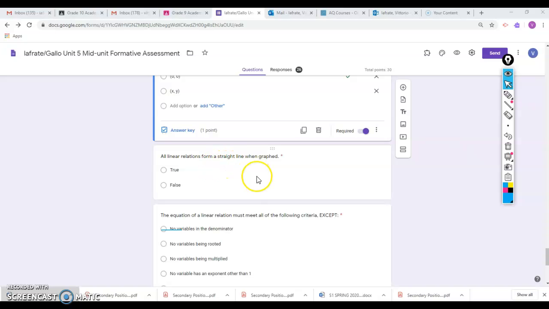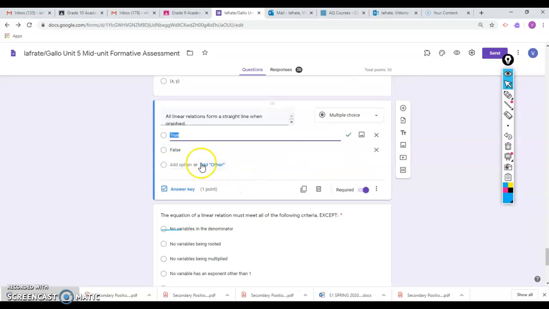All linear relations form a straight line when graphed. That one's true. That's the definition of a linear relation, visually speaking. So yes, it should be true. Are we right with that? Good.